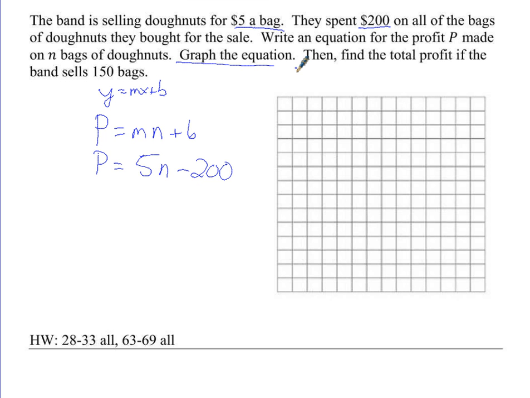150 donuts is a good thing. 150 bags of donuts. Yeah, I did that for sure. Until they went moldy.